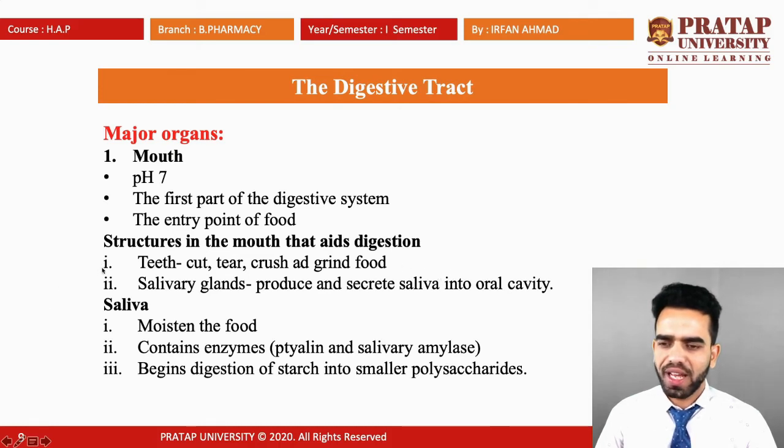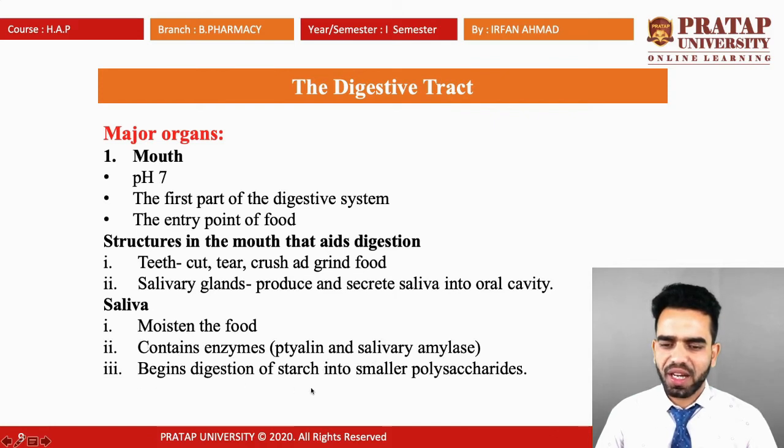Next is salivary glands. These produce and secrete saliva into the oral cavity. I already told you that there are sublingual, parotid, and submandibular glands. Now, what is the function of saliva? Its main function is to moisten the food. Second, it contains enzymes like ptyalin and salivary amylase, which also help in the digestion of the food.